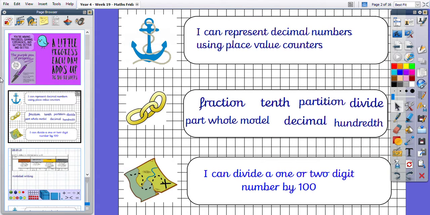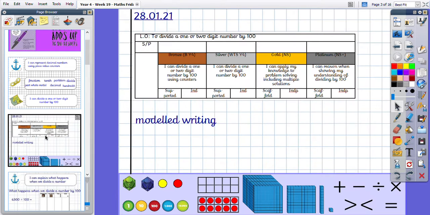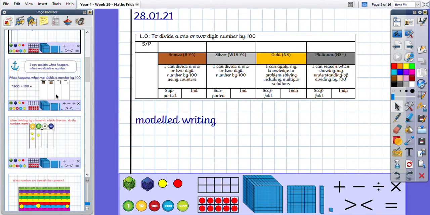Good morning, Year 4. Our lesson today for maths, we are dividing a 1 or 2 digit number by 100. So for bronze, we are using counters. For silver, we are using numbers. And for gold and platinum, we're starting to look at reasoning and problem solving questions.